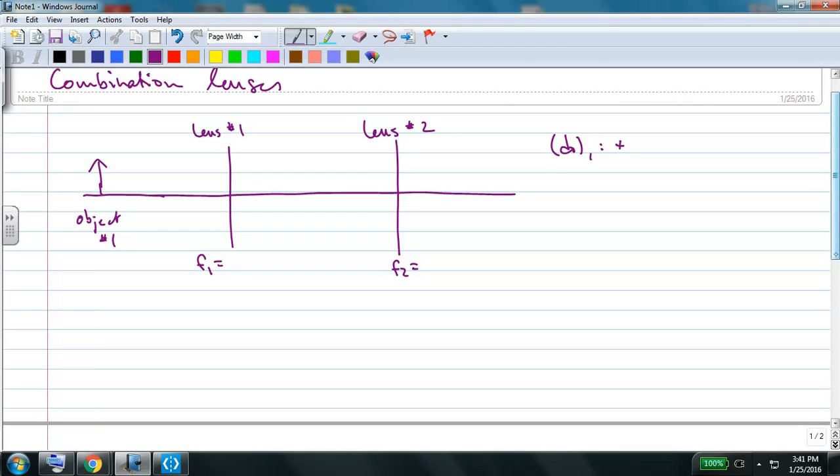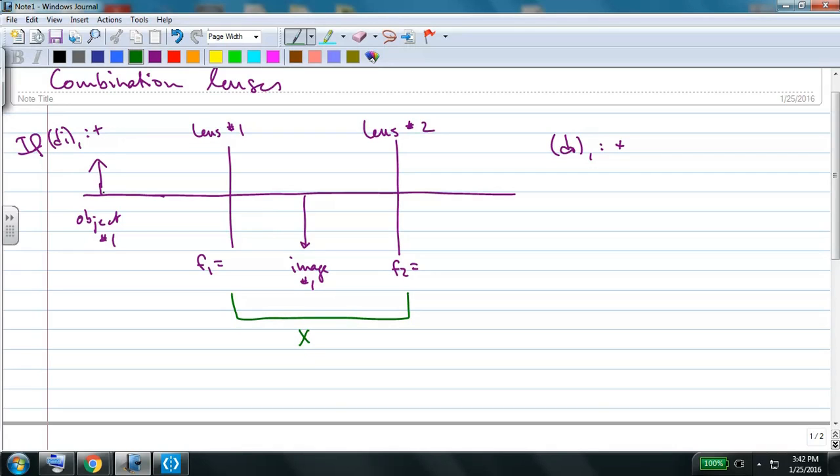Okay, so let's just play pretend. Let's pretend that our first case is if DI1 is positive, so that means it's going to end up over here. We're very rarely going to end up with an image all the way over here, so let's just pretend that image number one is over here. Now, one of the facts you're going to be given is the separation between the two lenses, and I'm going to call that X.